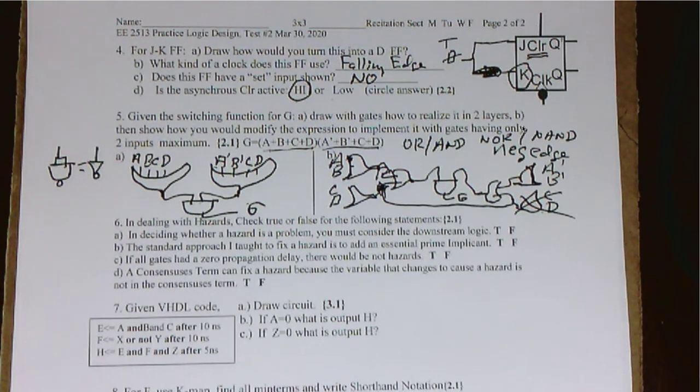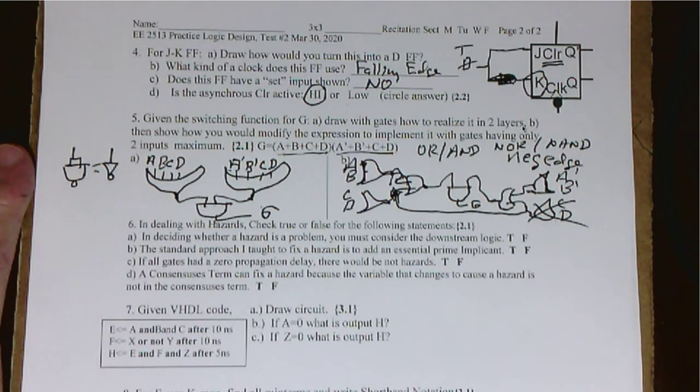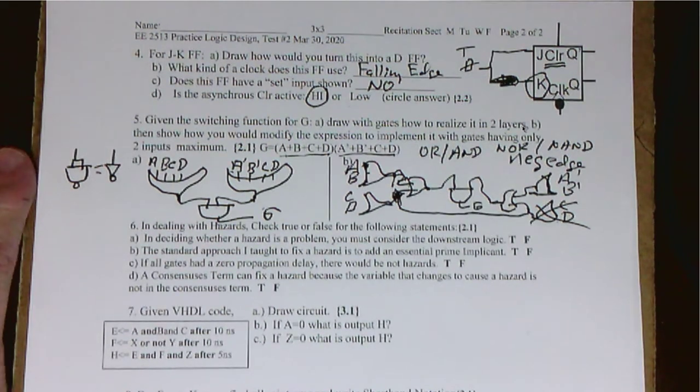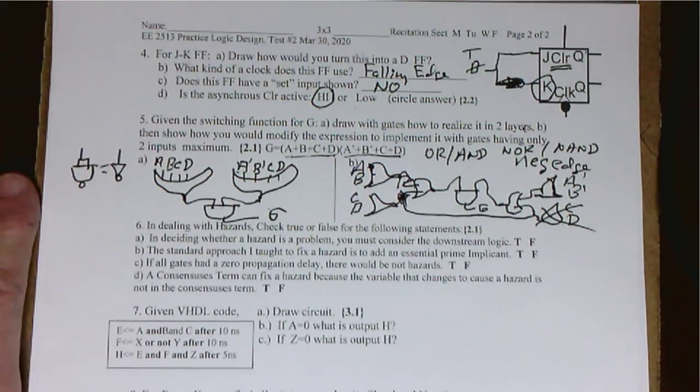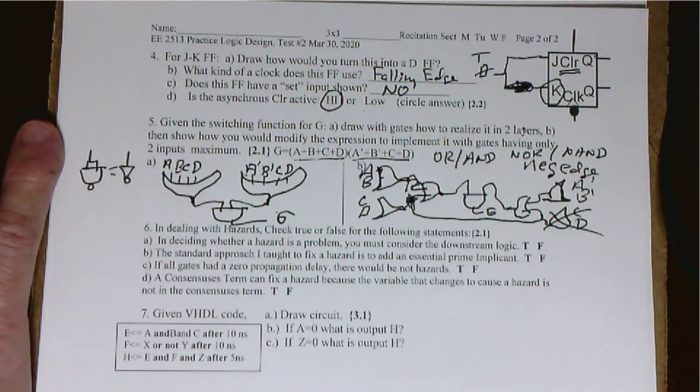So if all the gates had zero propagation delay, there would be no hazards. A consensus term can fix a hazard because the variable that changes to cause the hazard is not in the consensus term, and that's right. The consensus term fixes a hazard because the problem is with the variable that's changing from an inverted to a non-inverted value, and you get this delay in the inverter. The consensus term typically doesn't contain that variable, and so that's why it fixes it.